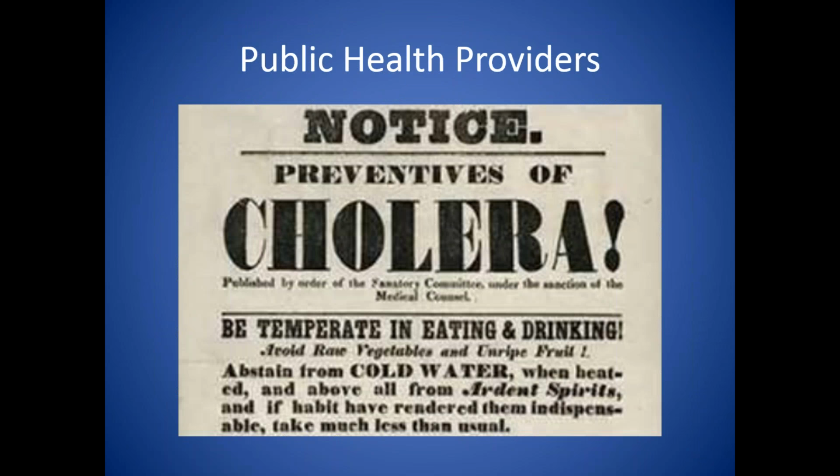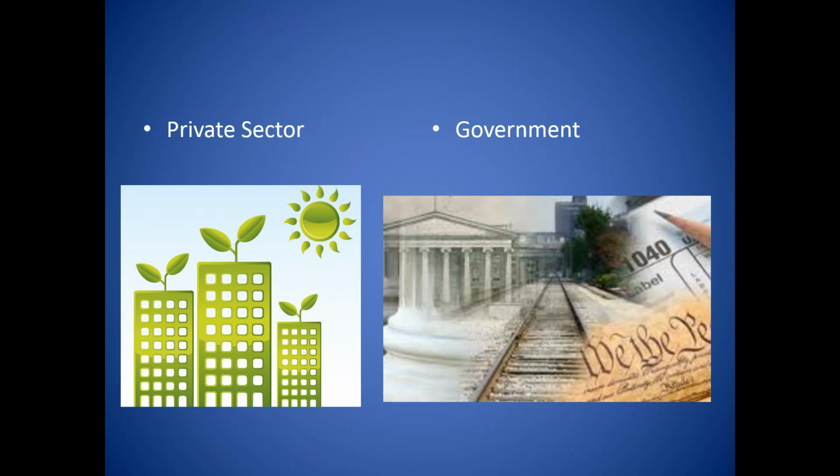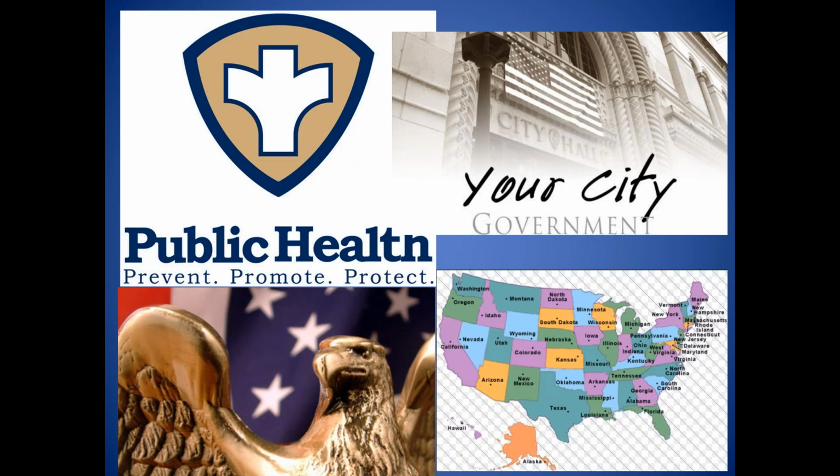In terms of the providers of public health, we can talk about both the private sector and the public sector in the form of government. We can divide it: in the lower left-hand corner, the federal agencies we've talked about; lower right-hand corner, state responsibilities; in the upper right-hand corner, local agencies that provide public health, either municipal city government or county government or health districts that may exist around the country.